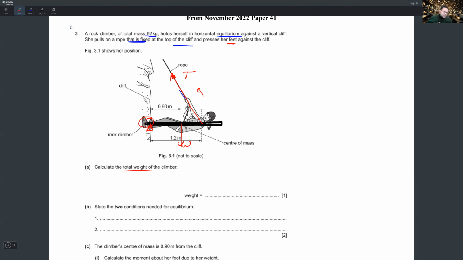الأول بيقول calculate the total weight of the climber. إيه ده؟ ليه بيقول لي هات الweight؟ Because he gave me the mass. زي ما انتوا فاكرين W equals mg. الm ب 62 والg ب 9.8. But since this is November 22, this was before the g was 9.8, المسألة دي g ب 10. I'm going to use 10 عشان simplify بس ال question دلوقتي.